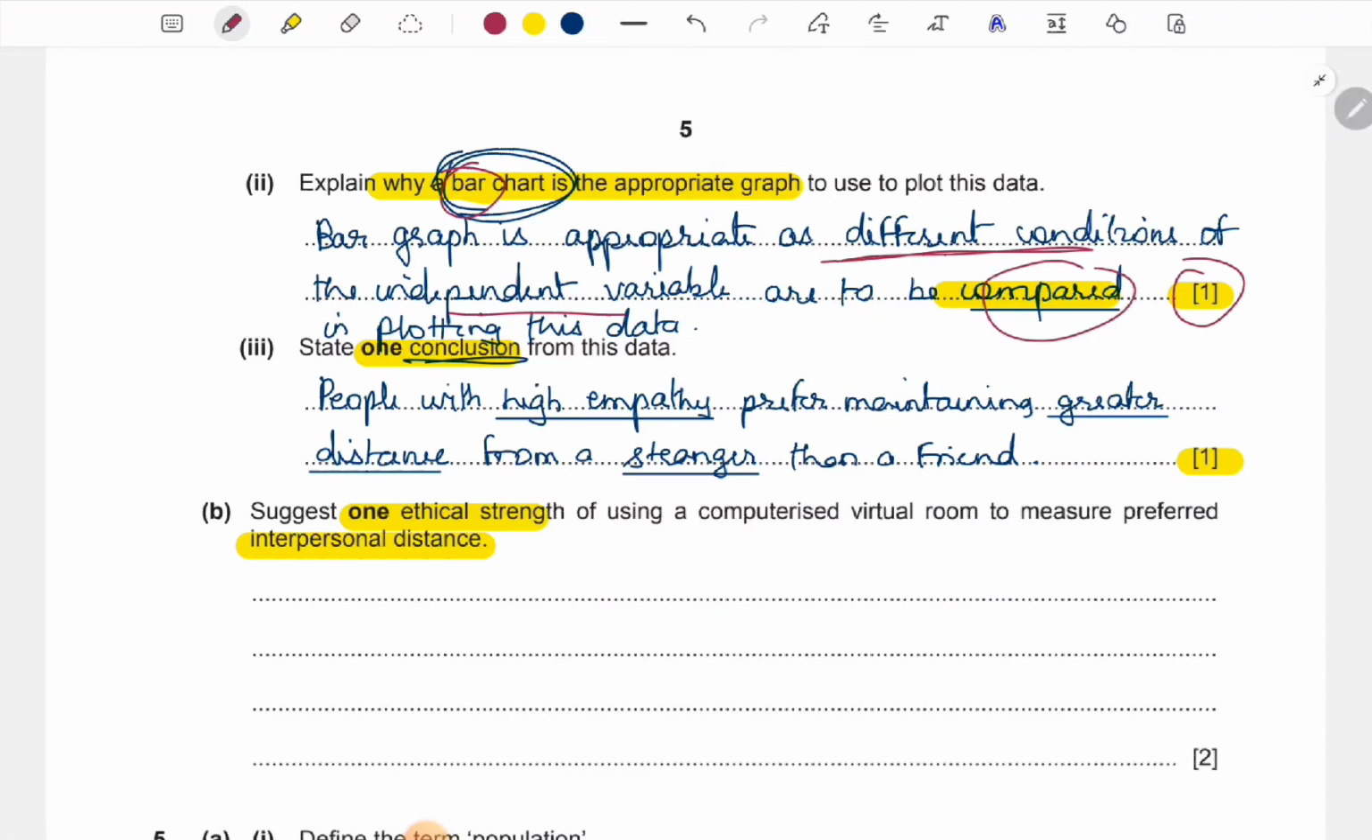You can write it in different ways. It doesn't have to be exactly how I've written. You could have some comment on how the heights of the bars are compared, something like that, but comparison is key. Next is, state one conclusion from the data.